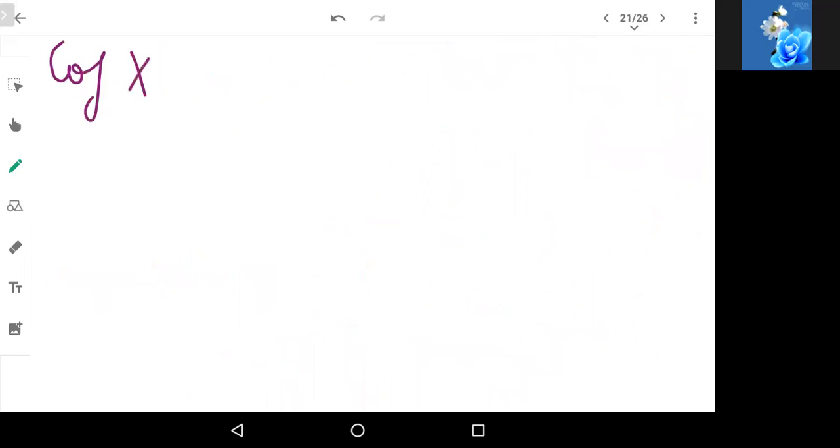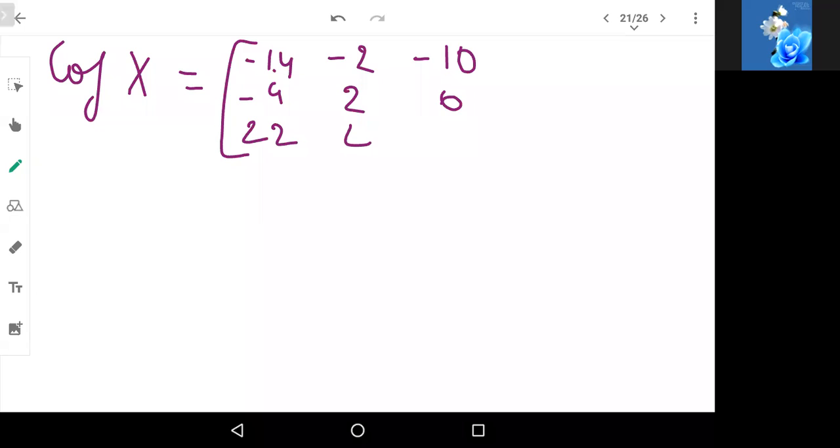So cofactor of X is equal to minus 14, minus 2, minus 10, then minus 4, 2, 0, then 22, 4, 10. Okay, I think this is plus 2, not minus 2. This will be the cofactor of X. Now, once we find the cofactor of X, our next job is to find the adjoint.